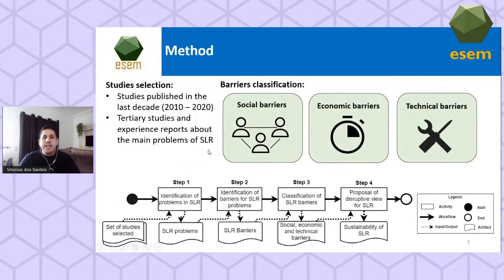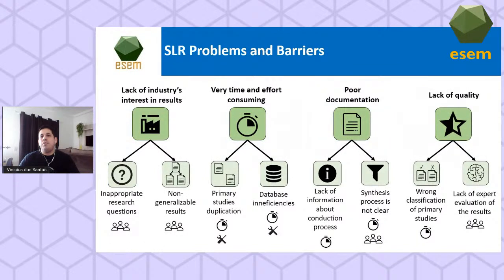Well, after the summarization, we found four main problems and 31 barriers related to these problems. The first problem is the lack of impact in industry. It may be caused by limitations of inappropriate research questions or even not generalizable results for other areas. And the second problem is the high consumption of resources. There are many possible causes found for this, but for example, the limitations of electronic databases or duplicated studies among databases may be possible causes, and there are more of them.